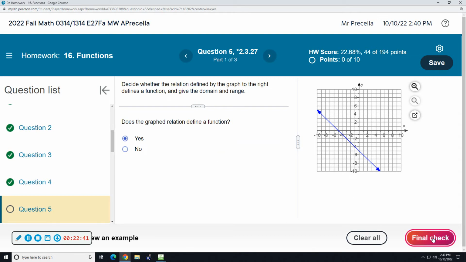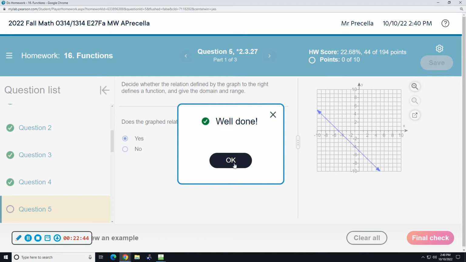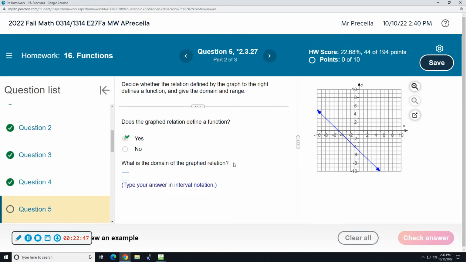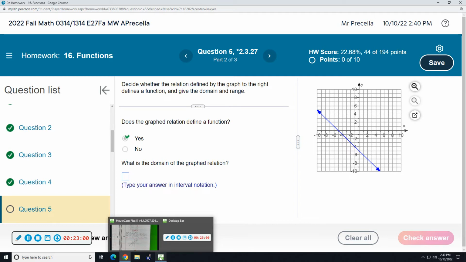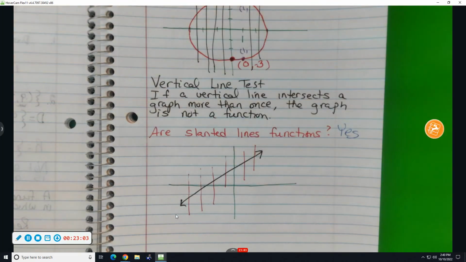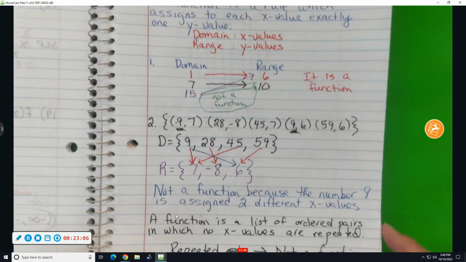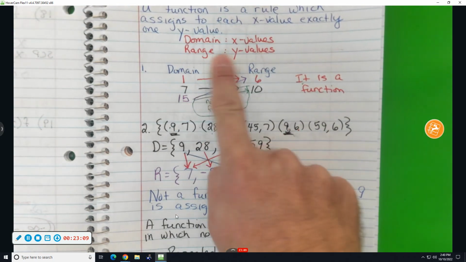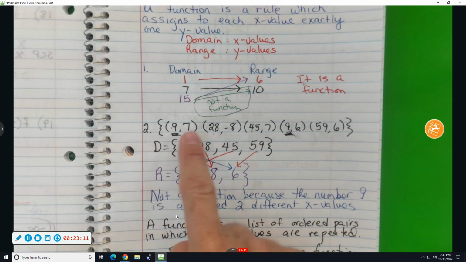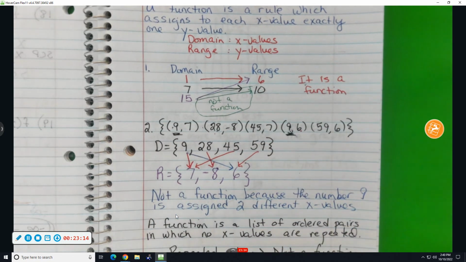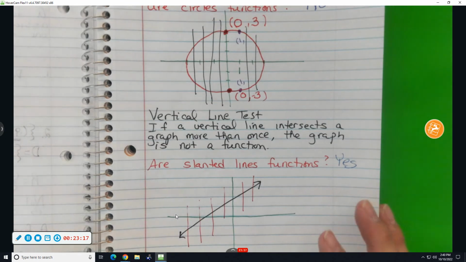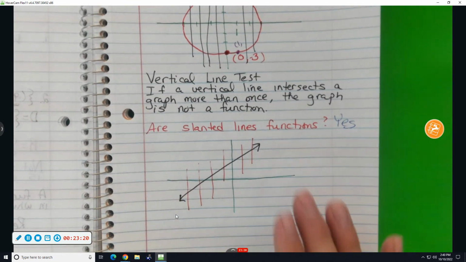And this one has more pieces to it. By that I mean it's not finished. It asks you, what's the domain of this graph relation? So they're using that word relation, rather than rule. Okay. Domain, that refers to the x values. Range refers to the y values. It's pretty easy to find those when they're written out as ordered pairs. But what about when it's a graph? Like number 5, a slanted line.